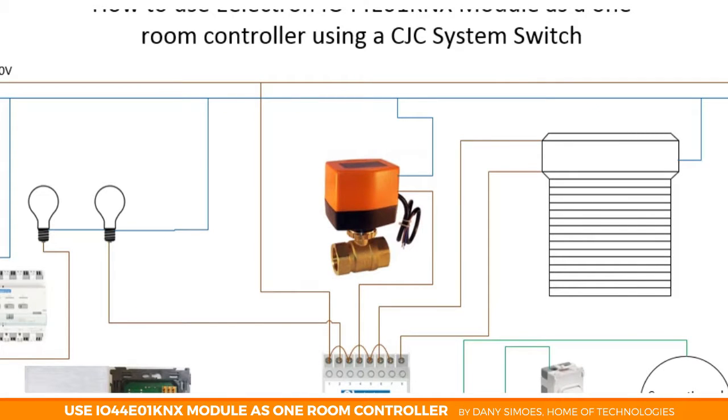As you can see here, I'm using every output of the module. The first one is used for lighting, the second one for valve control, and the third one and the fourth one for the blind control.